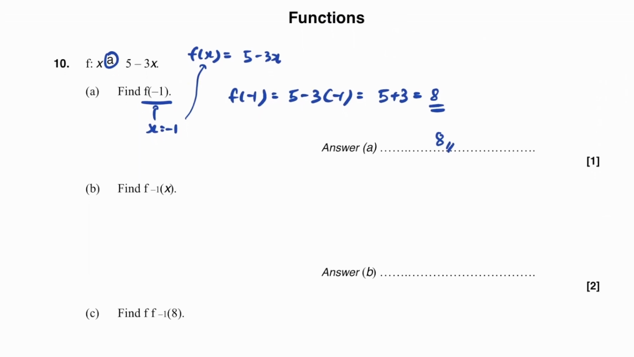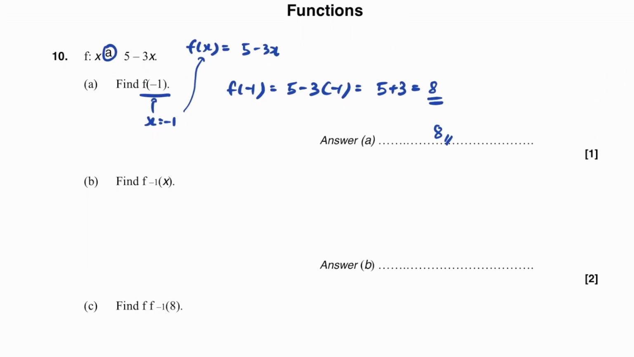Followed by, I believe this is the misprinting issue, so the actual one should be written like this: f inverse of x. So how do you find the inverse? Given that f(x) is equal to 5 minus 3x, always let your f(x) be y. This is a small case x, so change it to capital X. And then from here make x the subject.